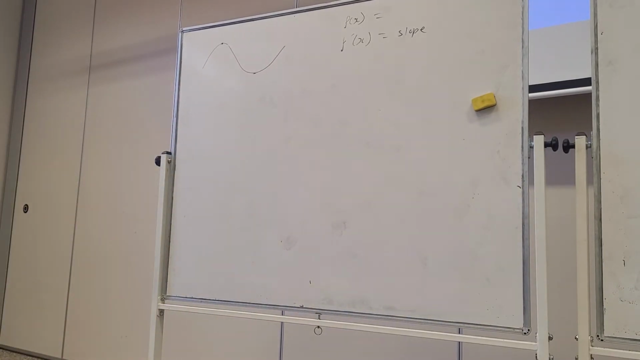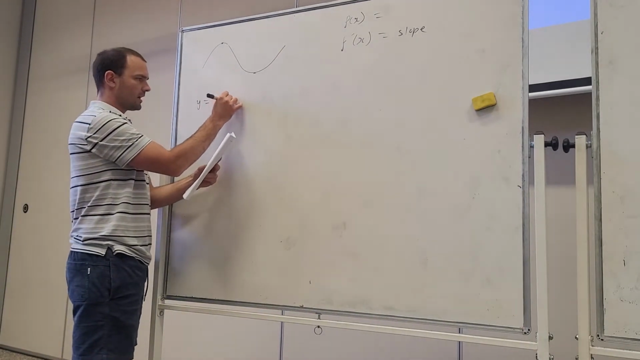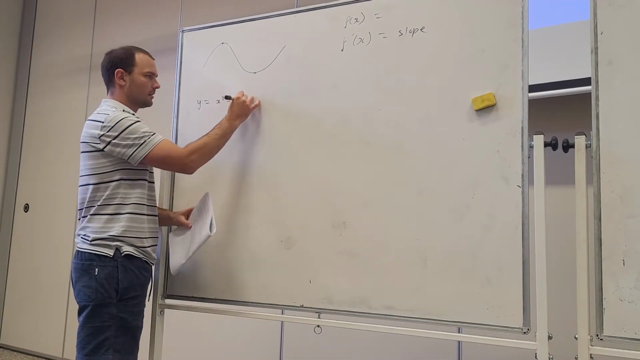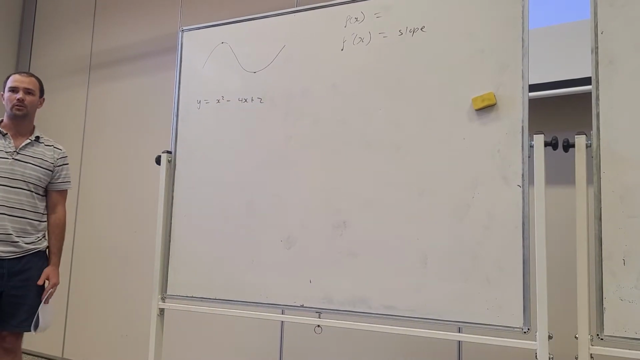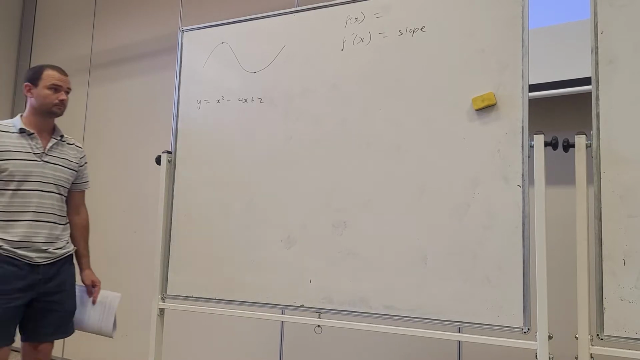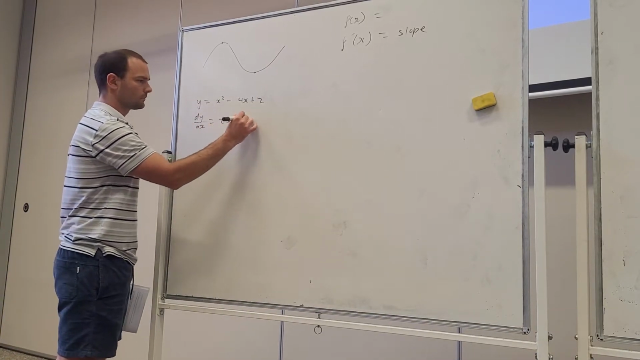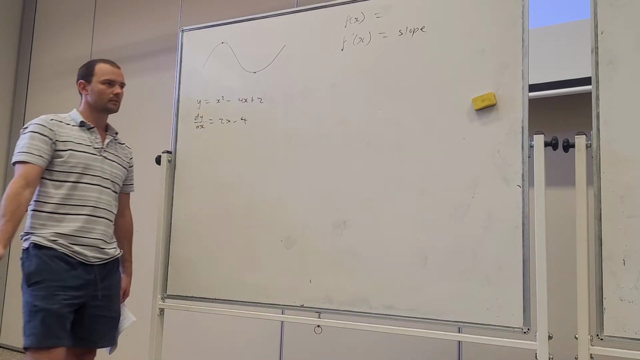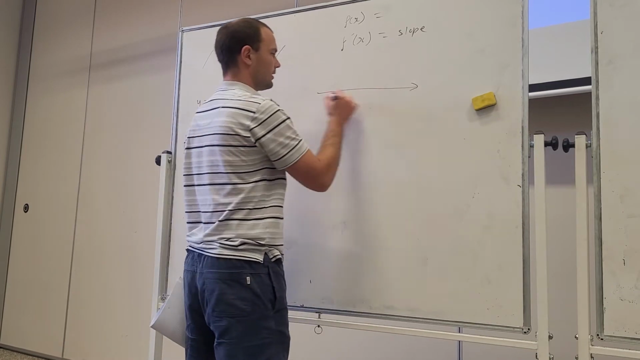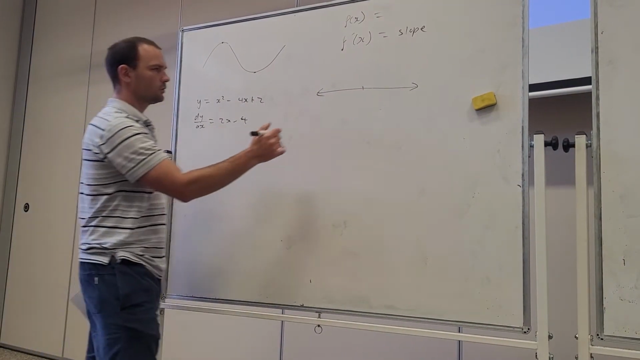So let's get into our first example here. We've got y equals x squared take 4x plus 2. So our process is to find the derivative and draw the sign diagram of the derivative. dy on dx is going to be 2x take 4. This is the equation of a line, so it's going to have a sign diagram that looks like this. The root is going to be positive 2.